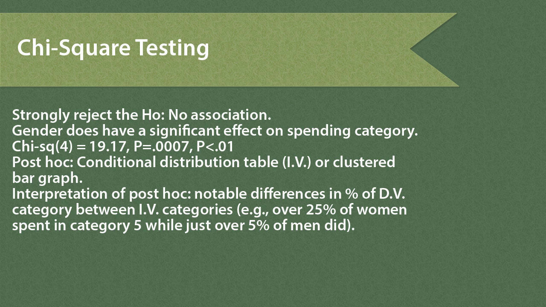The interpretation of our post hoc is critical. We're looking for notable differences in percentage of DV category between the IV categories. For example, here we saw that over 25% of the women spent in category 5, while just over 5% of the men spent in that same category.